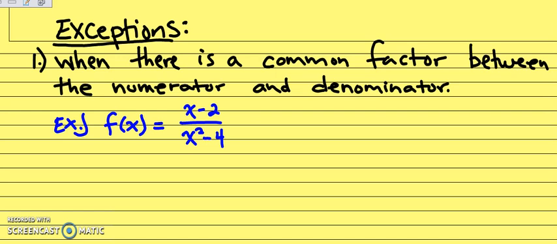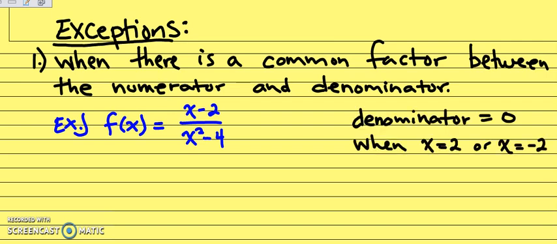For example, f of x equals x minus 2 over x squared minus 4. The denominator will equal 0 when x equals 2 or x equals negative 2. However, we do not have a vertical asymptote at x equals 2. If we were to consider the limit of this function as x approaches 2, we would see that it exists.